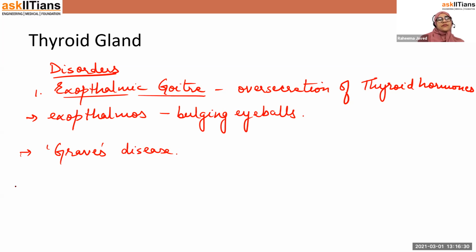Okay, now the second disease is cretinism. Okay, cretinism is due to the hyposecretion, the undersecretion of thyroid hormones.